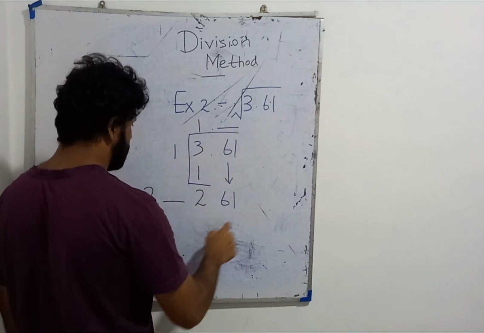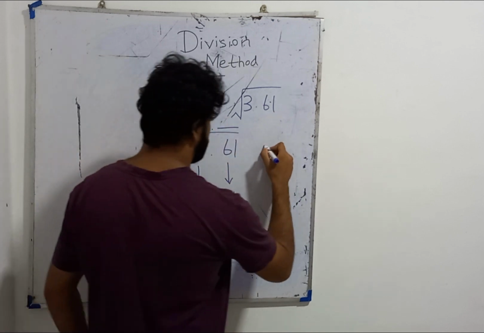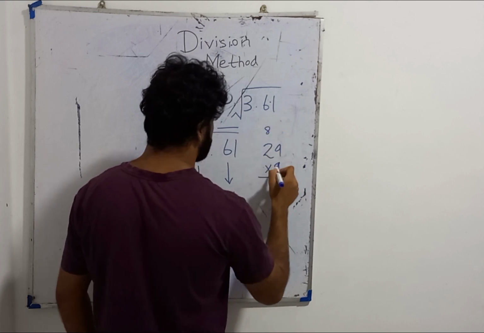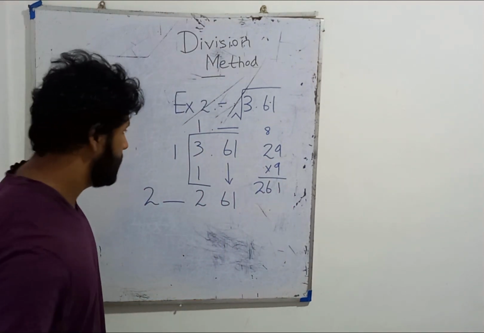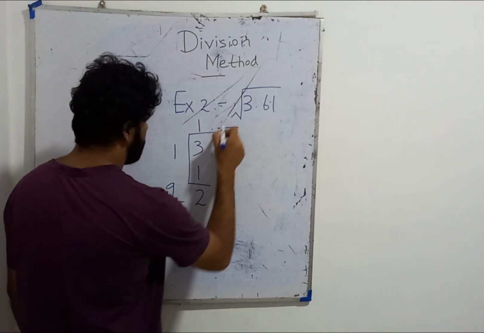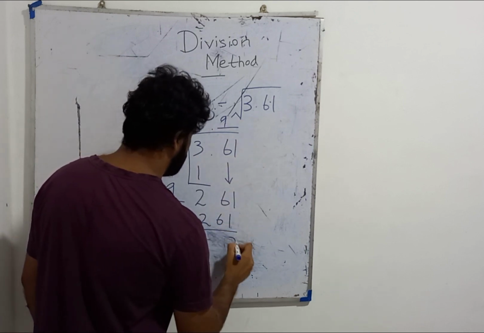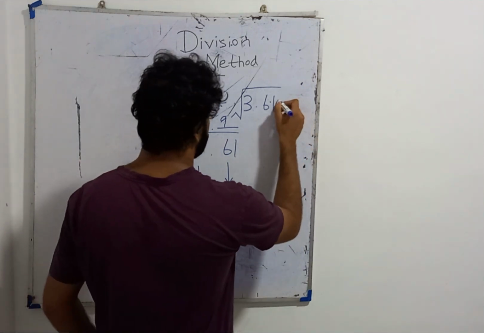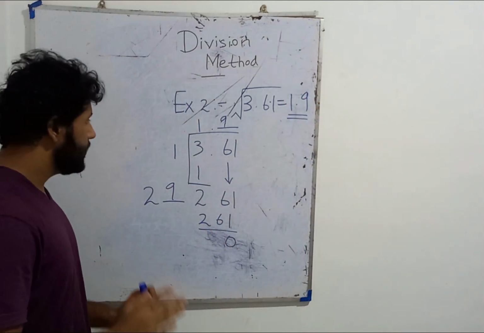Then you have to consider it's going to be 1, then 9 and 9. You have to add 9. Okay, then 29 into 9, 261. It's going to be okay. Then you have to add 9 and 9. It's going to be 261, 0 remaining. Okay, then 3.61 is actually a perfect square. Therefore, the root of this is going to be 1.9. This is how you get the answer.